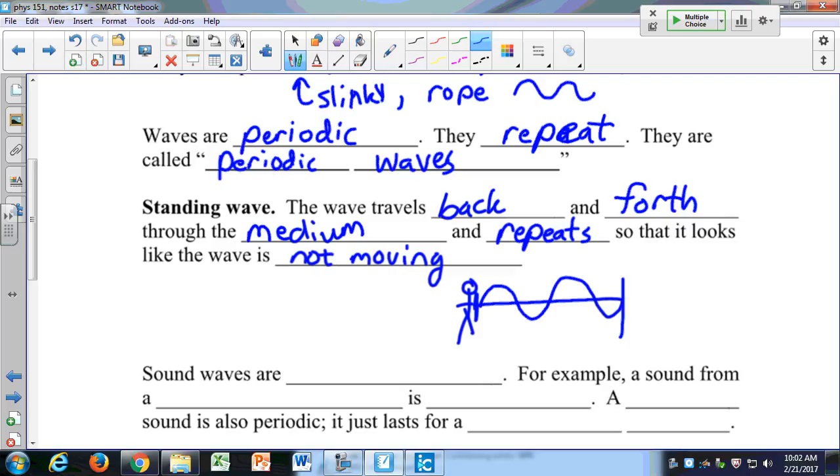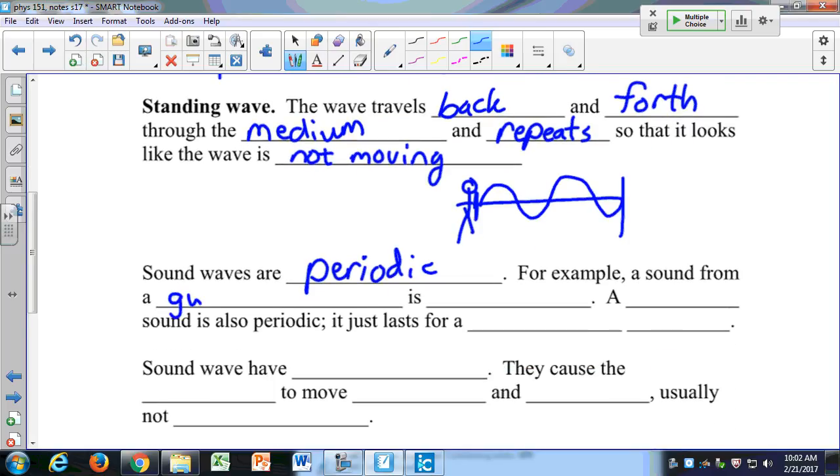All right. So sound waves are periodic. For example, a sound from a guitar is periodic. What does periodic mean? It repeats. So I have a particular waveform that's created by the guitar, by the string, and it's fairly complicated, but that waveform will repeat over and over and over again. That's why I always get the same sound when I pluck a guitar string.